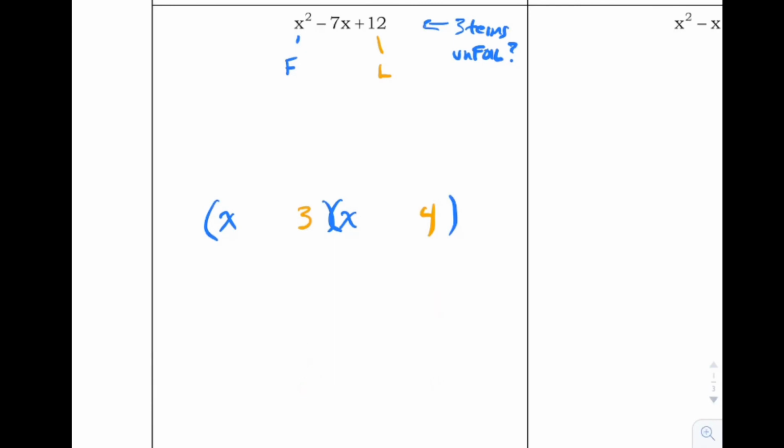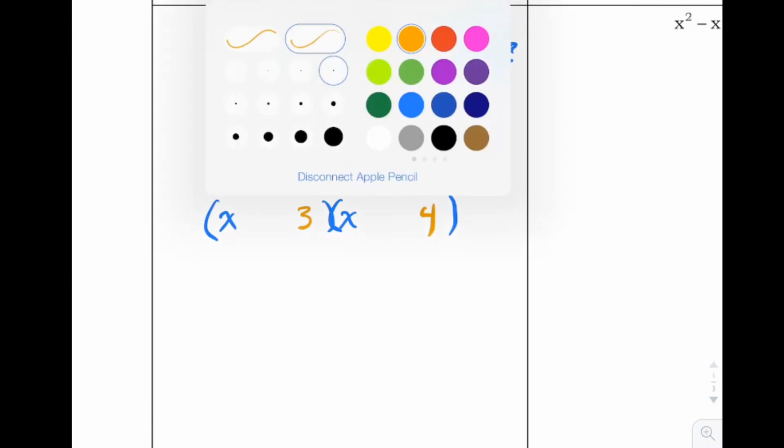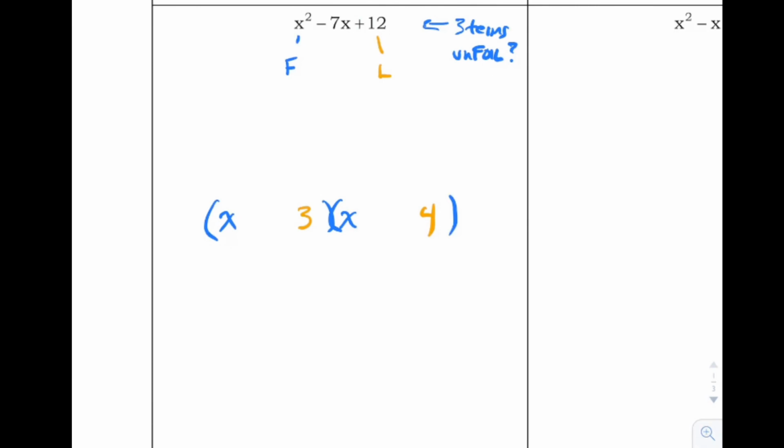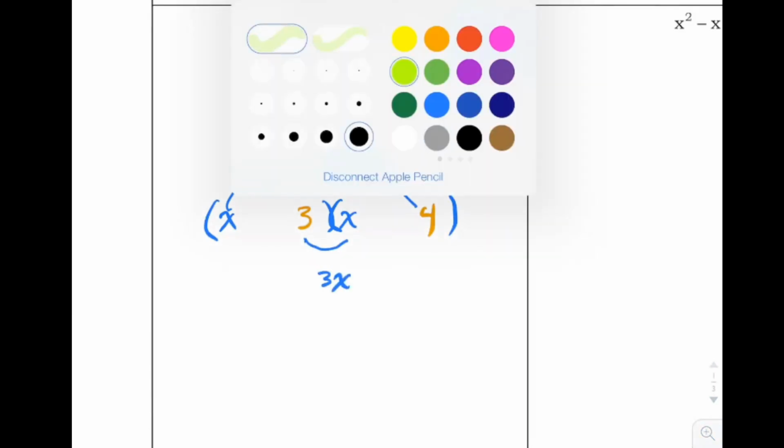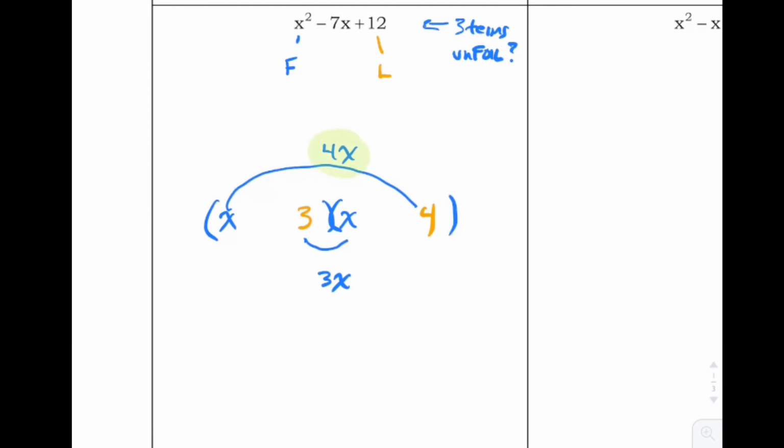And so you just keep trying them until you get something that works, hopefully. If nothing works, it can't be done. But you're hoping that you'll find something pretty soon that'll work. So does the 3 and the 4 here work? Well, you have to be thinking in terms of, on the outside, I'd have an x times a 4 is a 4x. And on the inside, I'd have a 3 times an x is a 3x. And then here's the magic question, or the big question. Does this 4x and this 3x add up in some way to give me, careful now, negative 7x?